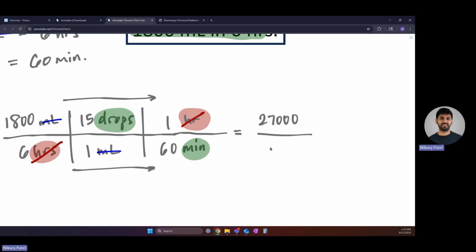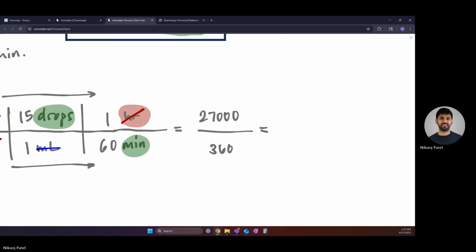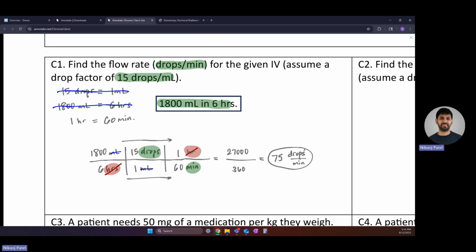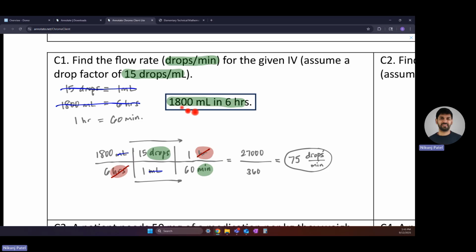Across the bottom, you should end up getting 360. And when you divide those two numbers, you end up getting the number of 75. Now in this case, the unit is going to be drops per minute, 75 drops per minute. So when you're thinking about a real situation, if the order says to do 1800 milliliters in 6 hours, and this is your drip factor, then that means you need to set the machine to do 75 drops per minute in order for this to complete perfectly in 6 hours or close to 6 hours.